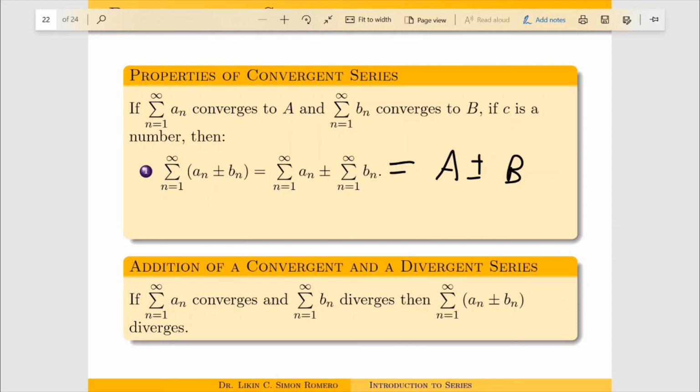I should note that if we're talking about addition or subtraction of a divergent series with a convergent one, so if the sum of a_n converges and the sum of b_n diverges, then if we look at a_n plus b_n and a_n minus b_n, both of those series will diverge also. And another property, property 2: if C is some number and we multiply a series by a constant multiple, its sum is just multiplied by that constant multiple C also.